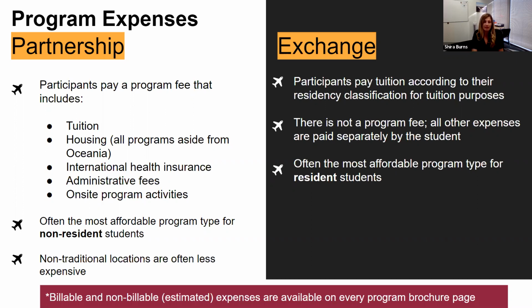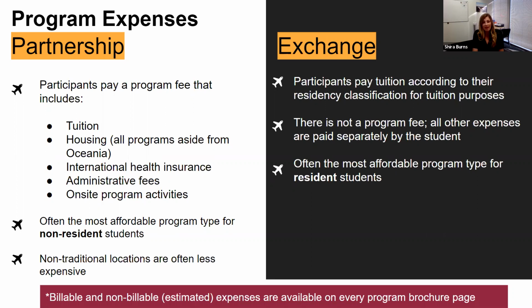This tends to be the most affordable program type for non-resident students as well as international students, because those price points are just a little bit higher. The price points, I would say, on a partnership program, they start anywhere from $7,000 on the very low end, but they can go pretty high. On average, I would say they're between $10,000 and $15,000. But again, it's not like you're at ASU and you have to pay your tuition and your housing separately and your health insurance and all that. It's all packaged into one price.